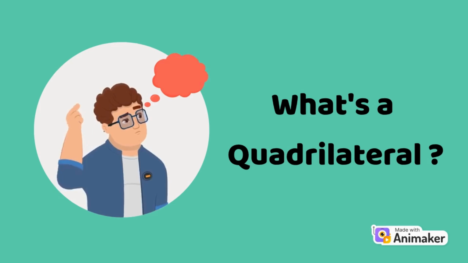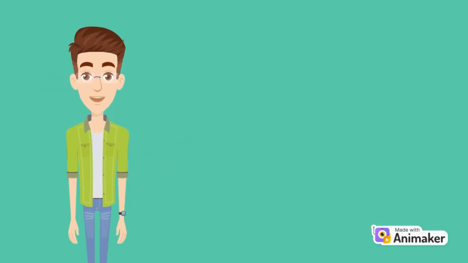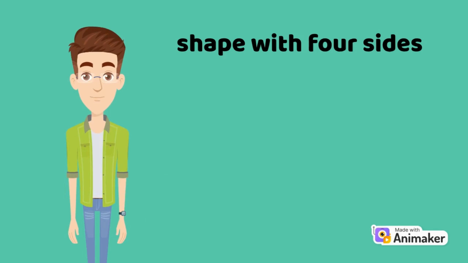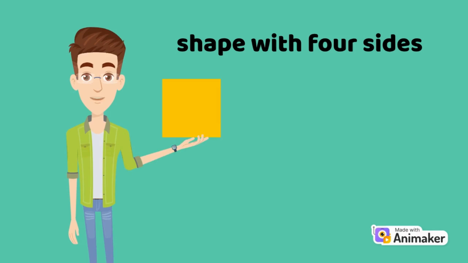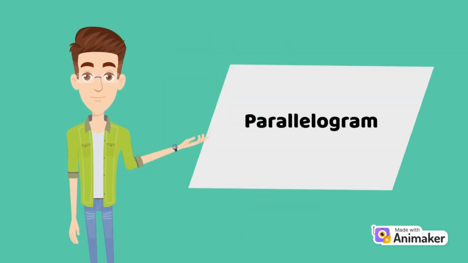But first, what's a quadrilateral? It's just a fancy word for any shape with four sides. Yeah, that's it. Four sides, four corners, and they can look like anything: a square, a rectangle, a rhombus, or even a trapezoid. But today, we're zooming in on a special type of quadrilateral, the parallelogram.